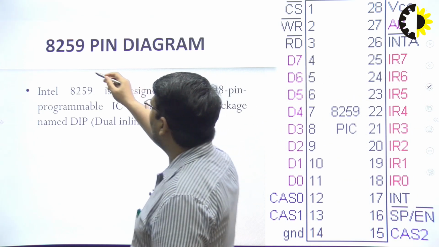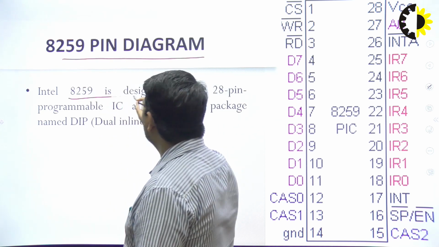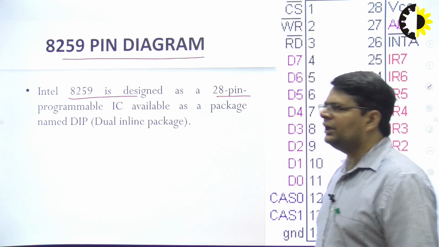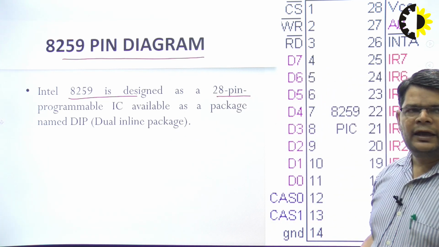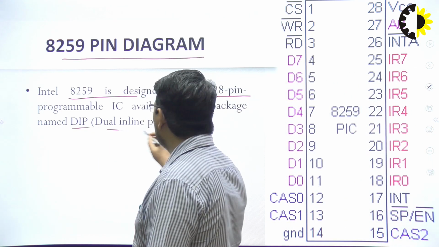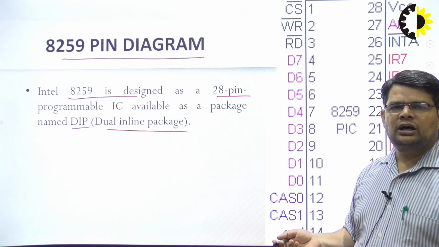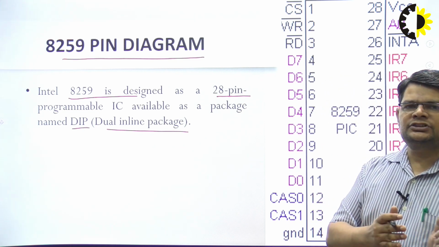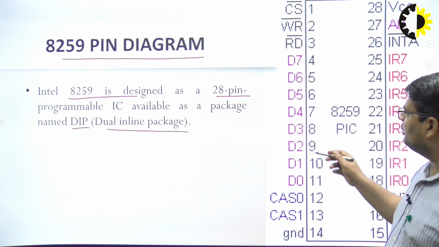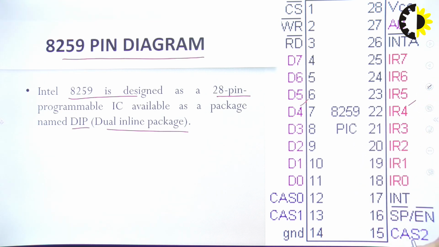This is the pin diagram of Intel IC 8259. Intel 8259 is designed as a 28 pin IC, and the package for this IC is the DIP package, dual inline package. That is, these 28 pins are divided into 2 lines, each of 14 on both sides. So this is the pin diagram for IC 8259.